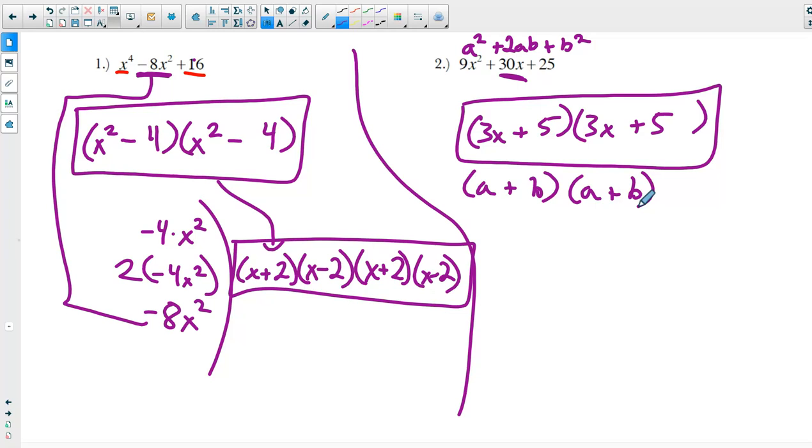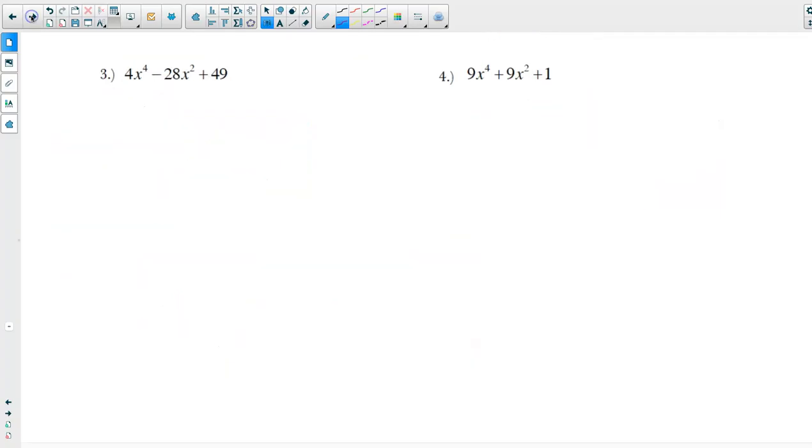All right, let's just take a look at 3 or 4. Your choice. Which one do we want to do? Neither is not an option. 3. All right. So I have a perfect square. Square root of this, 2x squared. Square root of 49, 7. What sign should I put in there?